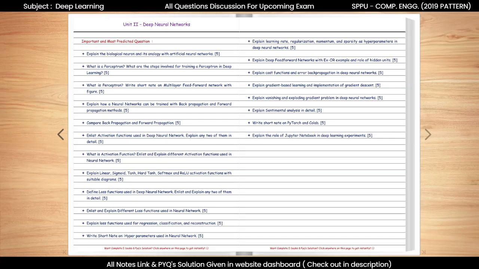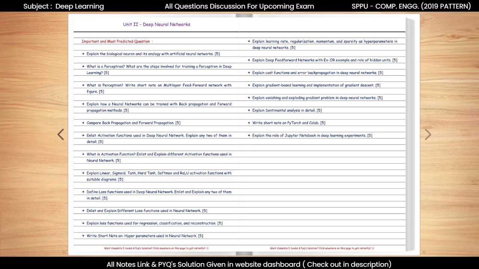Now, let us move on to our next important topic, sentiment analysis. From this topic, we can expect questions such as, explain sentiment analysis in detail. Sentiment analysis uses deep learning to understand emotions and opinions in text. It classifies text as positive, negative, or neutral by learning patterns in language. It is widely used in reviews, social media, and customer feedback analysis.